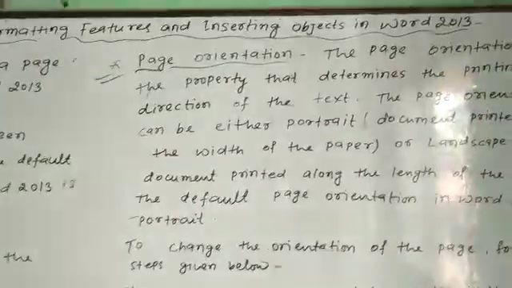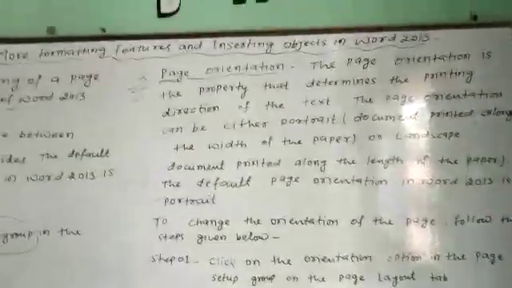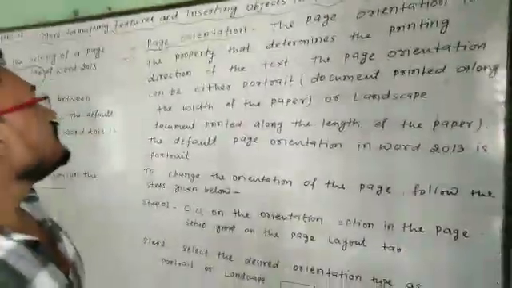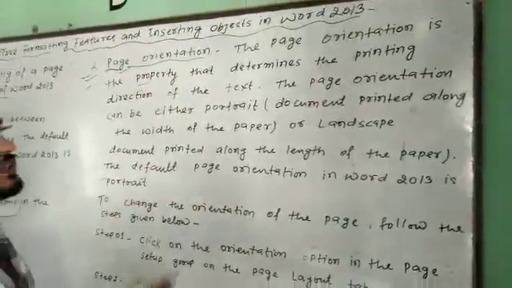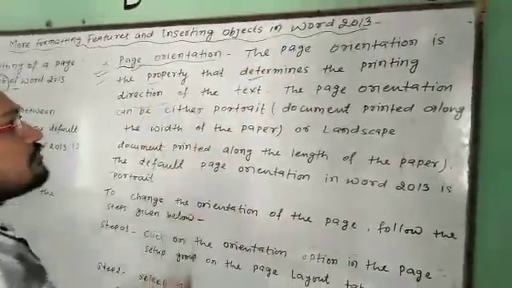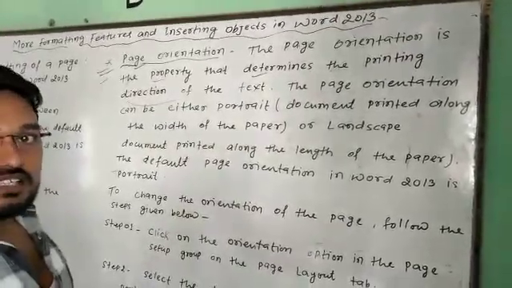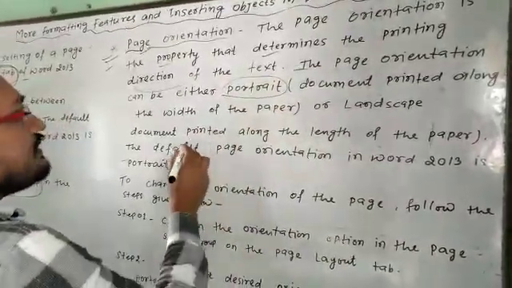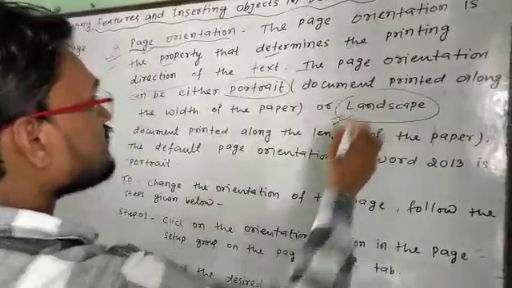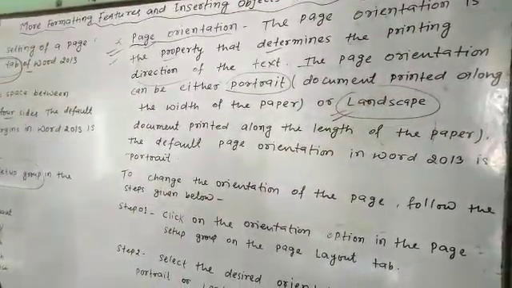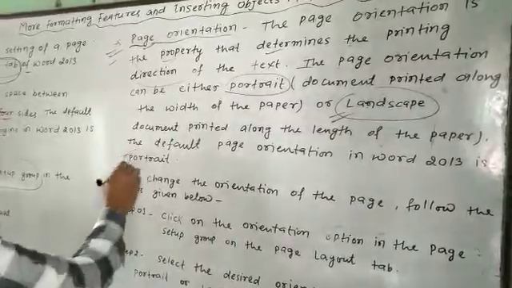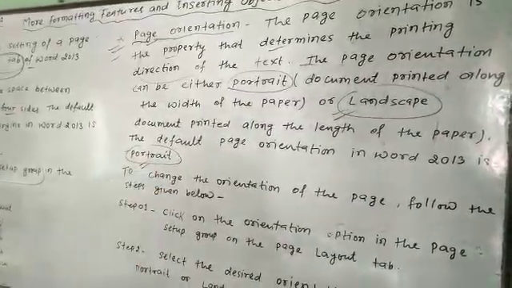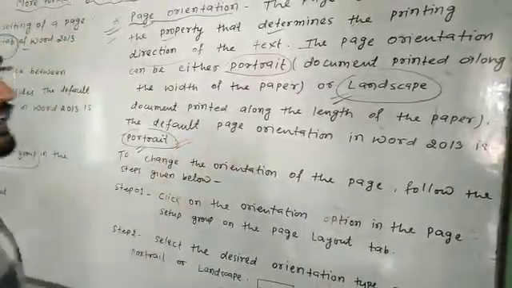And our next page formatting option is page orientation. Page orientation is the property that determines the printing direction of the text. There are two directions. First direction is portrait and second direction is landscape. In MS Word 2013, the default setting is portrait mode.